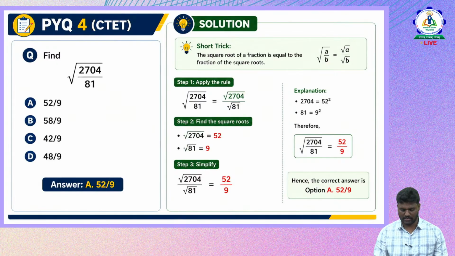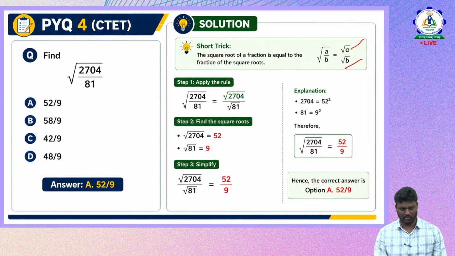Whenever they give this kind of question, let us remember the form of this one. This is in the form of root a by b. That means the square root of a fraction is equal to the fraction of the square roots. So we can write root a by b as root a by root b. Now let us apply this formula in order to get the solution.